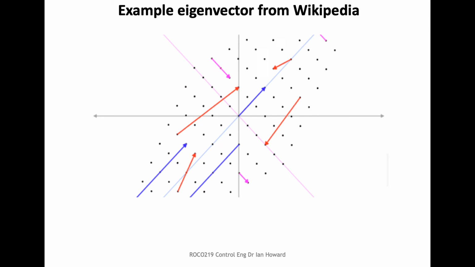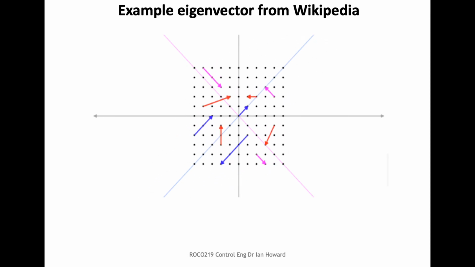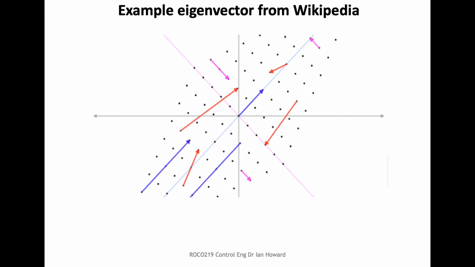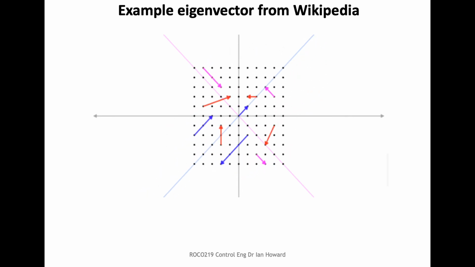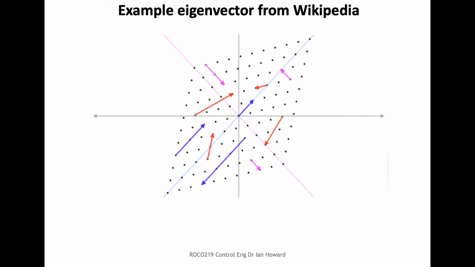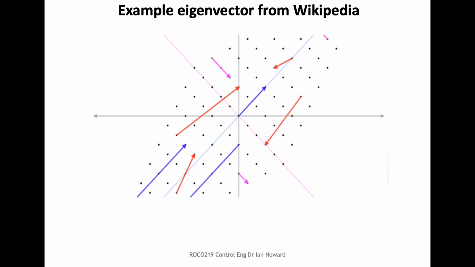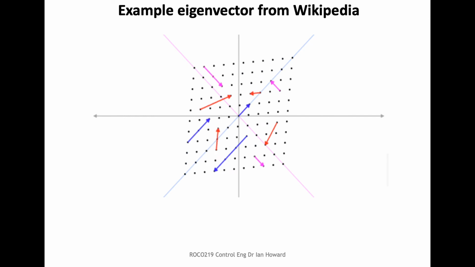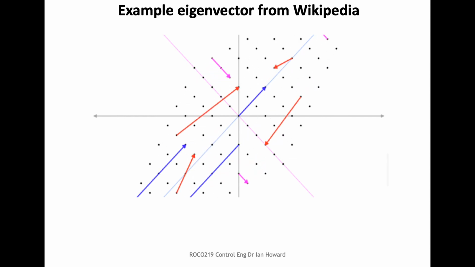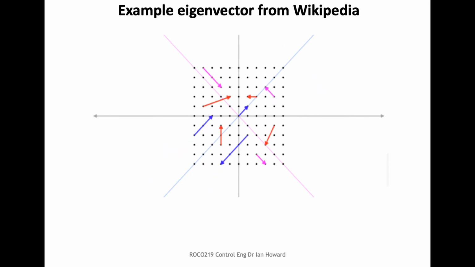So we'd say that that was an eigenvector because it's keeping its direction under the transformation. It's changing the magnitude, but it's not changing direction. The pink ones also are keeping their direction, so they're also eigenvectors. But if you look at the red ones, they are actually changing direction, so they would not be eigenvectors.